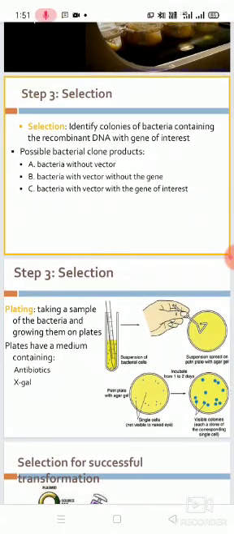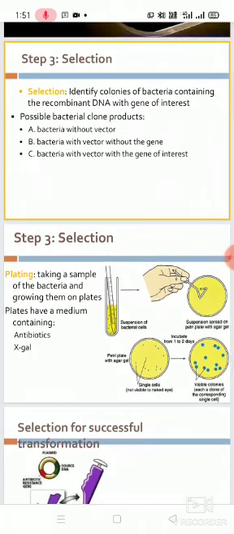This selection is based on three conditions, that is, the possible bacterial clone products can be a bacteria without vector, a bacteria with vector without the gene, and a bacteria with vector with the gene of interest. So three conditions may occur.